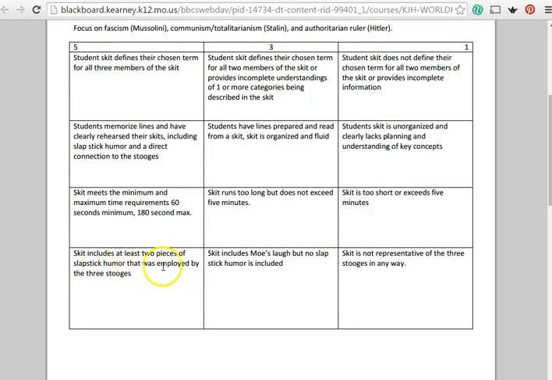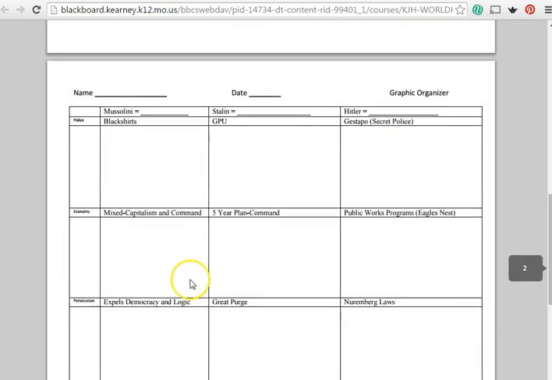And then the skit needs to include at least 2 pieces of slapstick humor that was employed by the Stooges. So as you can see, the rehearsal piece and the inclusion is listed twice. It's kind of important. I'd like for you to try and do some of this stuff. If you try it, then that's going to be the key. So just make sure that you're doing your best and trying to give it a whirl.